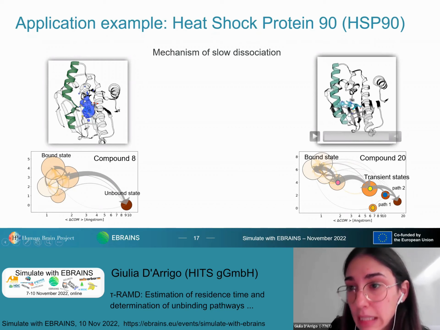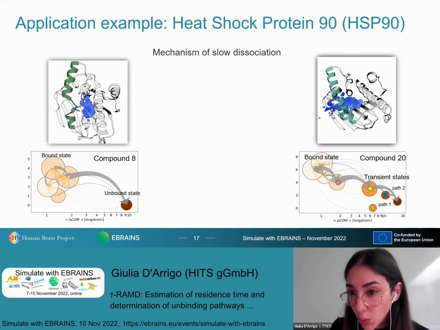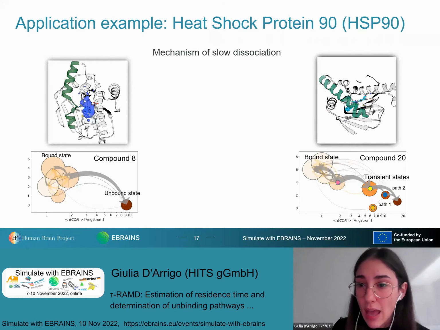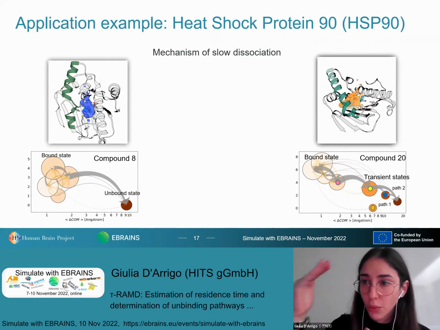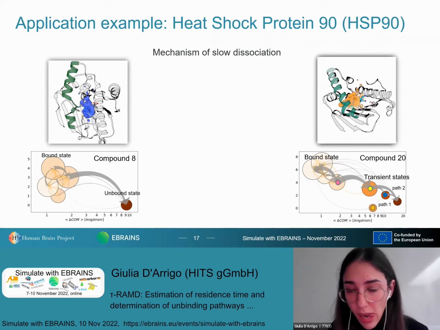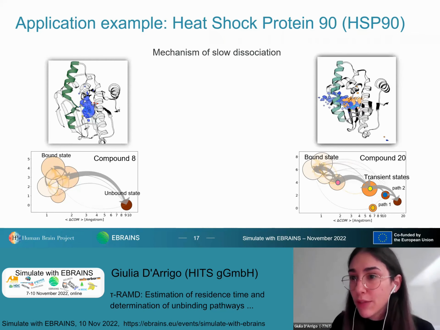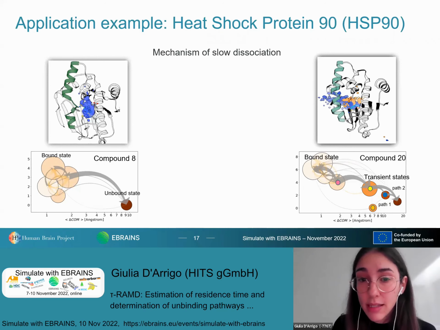And here you can see the 2 main dissociation pathways shown as a contour. The blue one, which goes underneath the green helix, and the orange one, which goes through the top part. And of course, from these simulations and from this analysis, we can derive some assumptions that at least might hold true for the HSP90 system.